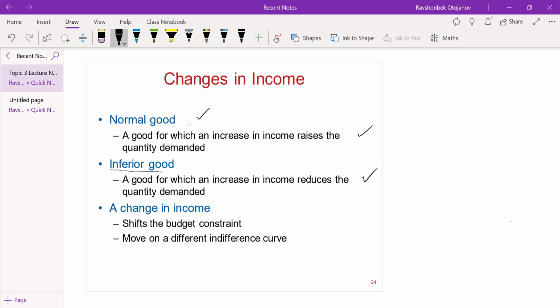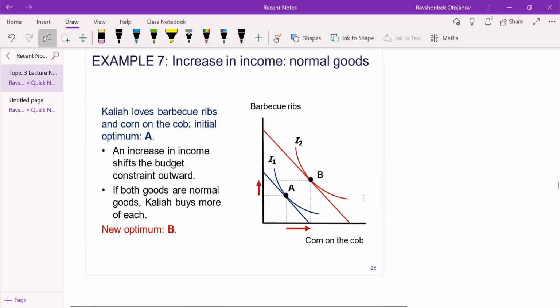Now another important two points here is that a change in income induces a shift in the consumer budget, I should say budget constraint here. So the consumer will be able to afford more quantities of bundles, and also there's a shift to a new indifference curve. What it means is that with a higher income, the consumer will be able to enjoy bundles of goods that give higher utility. So let's move on and discuss this in graphs.